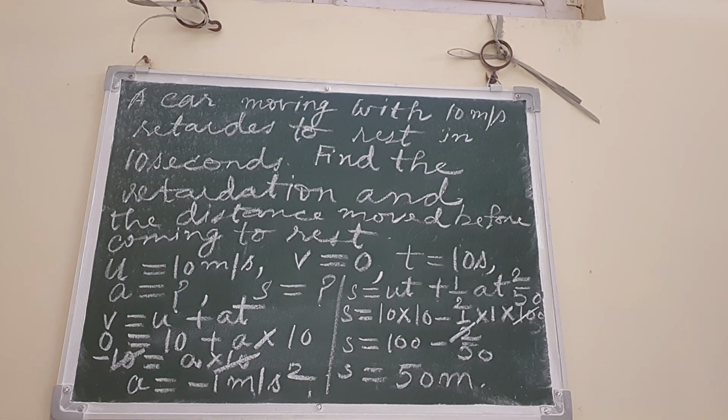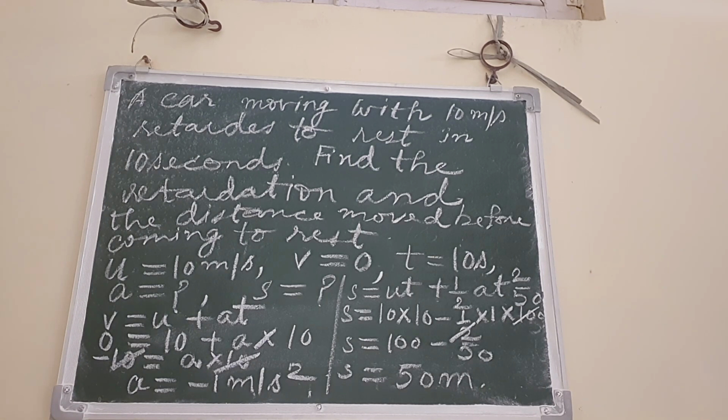A car moving with 10 meter per second retards to rest in 10 seconds. So here the car is moving with an initial velocity of 10 meter per second and it has come to rest. So its velocity has become 0. So its final velocity v is equal to 0 in time, that is 10 seconds. We have to find the retardation, and also the distance moved before coming to rest.